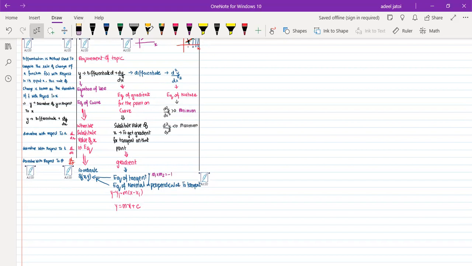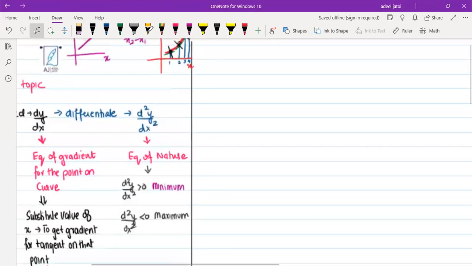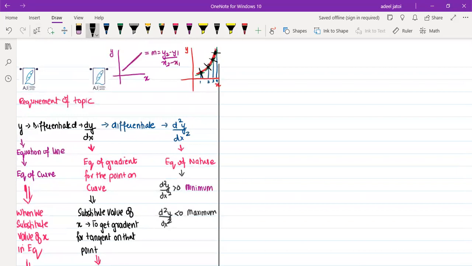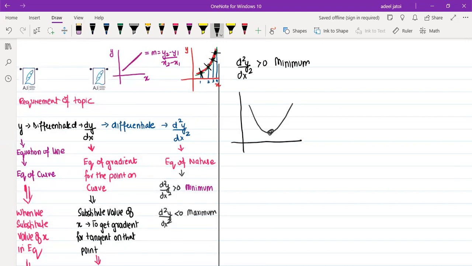Similarly, d2y upon dx square will tell me the nature of the curve. And what will be the nature of the curve? If d2y upon dx square is greater than 0, we get a minimum. And how do we know that? How do we draw a minimum? Your minimum will be that there is a curve and there is a minimum point.